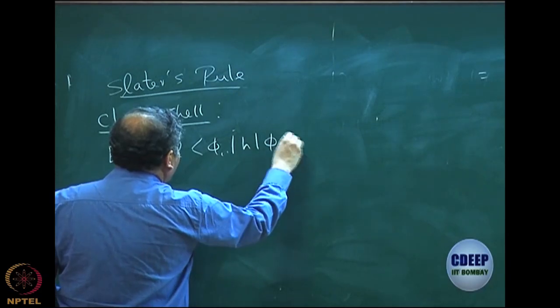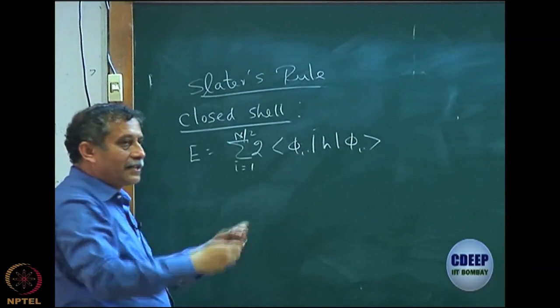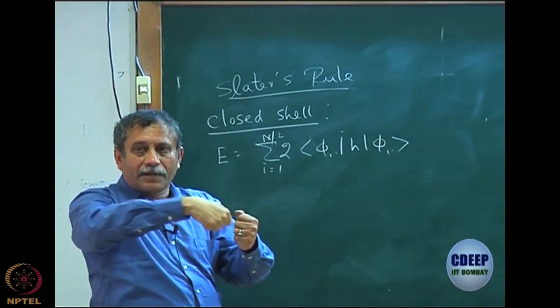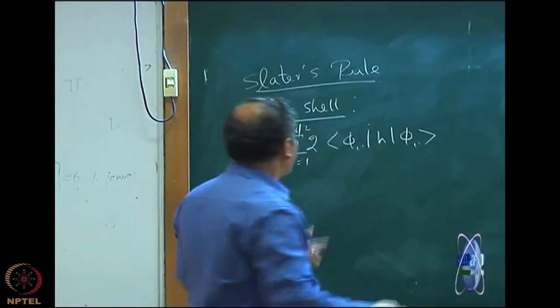There are n by 2 spatial orbitals. So there are n by 2 one-electron integrals. Since there are 2 electrons in each of them, you are multiplying by 2. That is how this 2 has come, alpha and beta, right? So that is the interpretation.